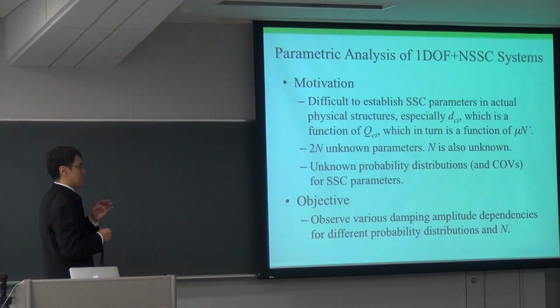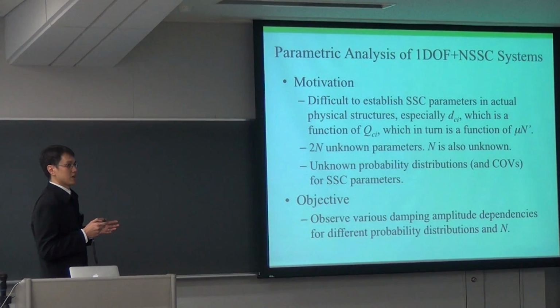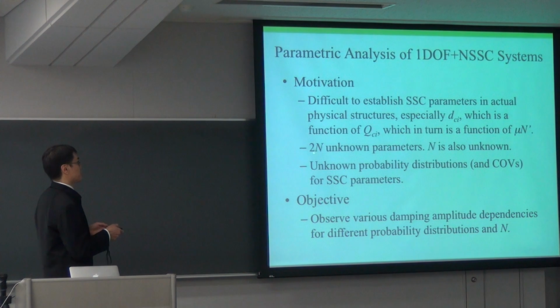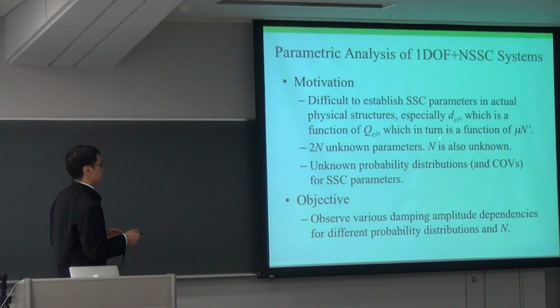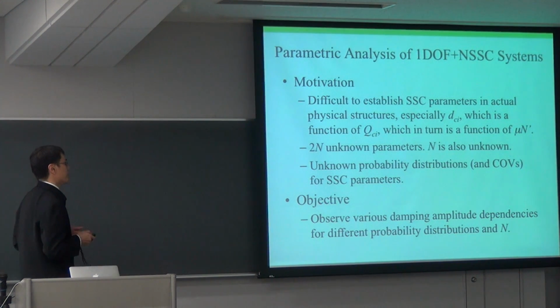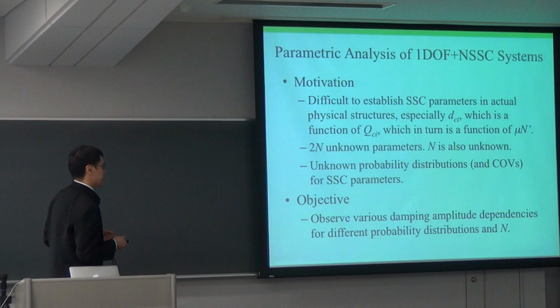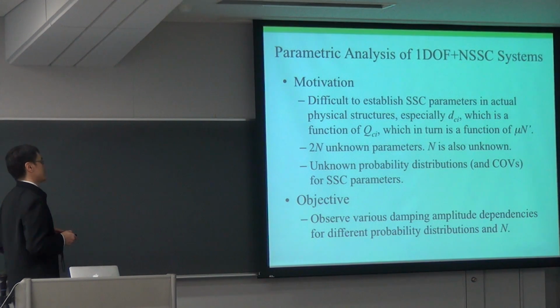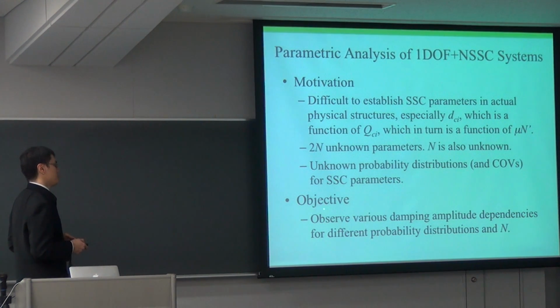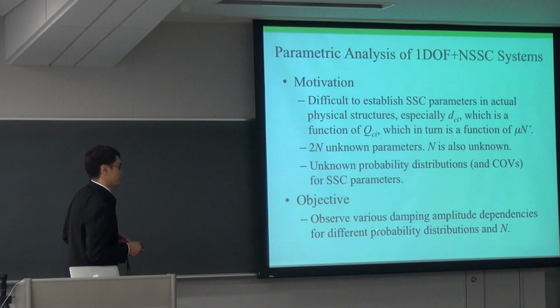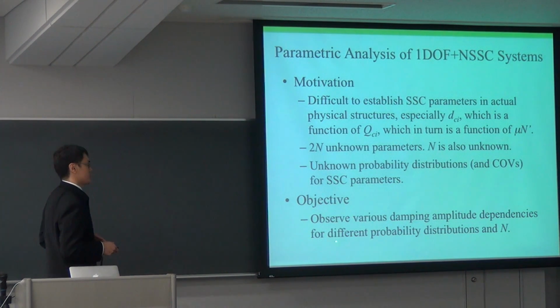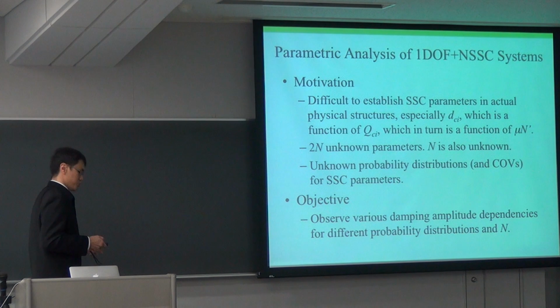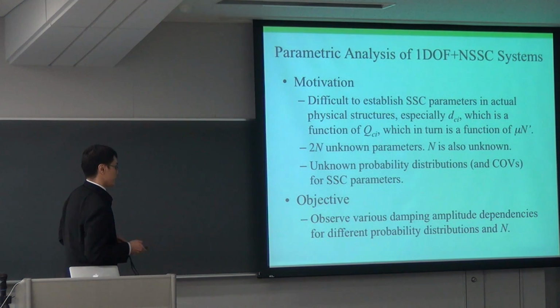And at the same time, there's a large number of unknown parameters. So, for example, if we have 10,000 stick-slip surfaces, we would have 20,000 parameters that we need to determine. And at the same time, we don't know the real number of stick-slip components in actual buildings. And we don't know their probability distributions and coefficients of variation, so that's a difficulty. So the objective for this parametric analysis is to observe various damping amplitude dependencies for different probability distributions and numbers of stick-slip components.